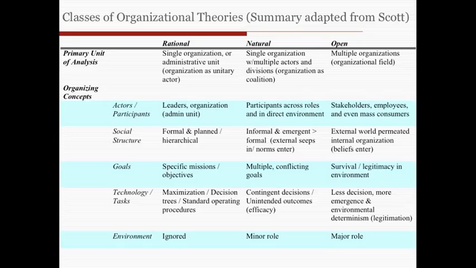So the third column gives us the open system perspective, and here the actors have expanded. Everything's expanded to the point where stakeholders, employees, and even mass consumers matter for an organization. We see in a social structure an external world that permeates the internal organization. Beliefs outside enter. The firm wants to match what the external environment wants, like a school of education wants to perform the kinds of tasks or have the kinds of relationships that the external world believes it should have. And then the goals, the survival and legitimacy of a firm in an environment is what is more important here. The actual internal working, the technological core of an organization, is less important in an open system.